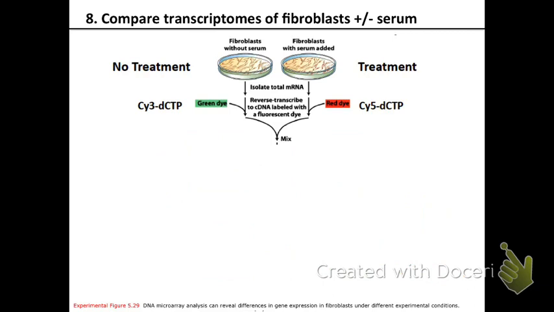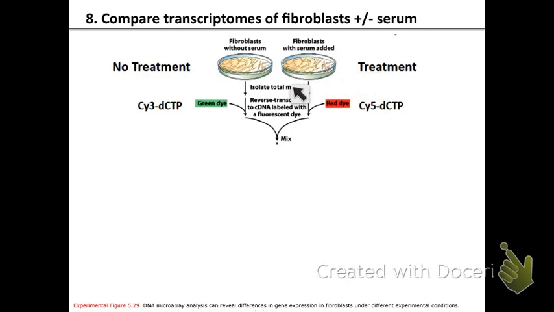All right. But we need to convert these into values. So let's look at one example from your book, where we're interested in the transcription response to serum addition in fibroblasts. Okay? So you grow your fibroblasts in a dish, and in one dish you add no serum, so that's your no treatment control. And in another you add serum, so that's your treated sample.